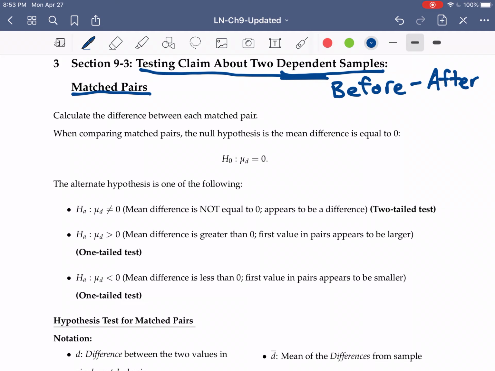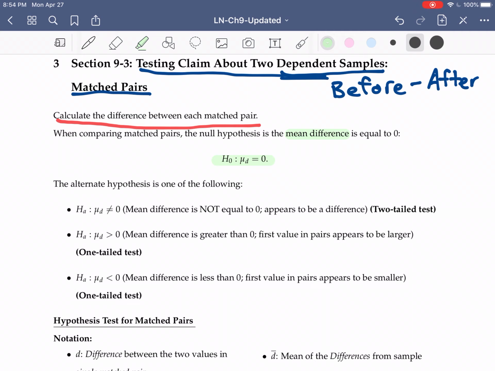So here what we want to do in this process is calculate the difference between each of the matched pairs. And then when we compare the matched pairs, the null hypothesis is that the mean difference is equal to 0, right? So our null hypothesis is we use mu sub d to be the mean difference. If we look at all the differences between all of the pairs and find the mean of those, the null hypothesis is that that mean is equal to 0.